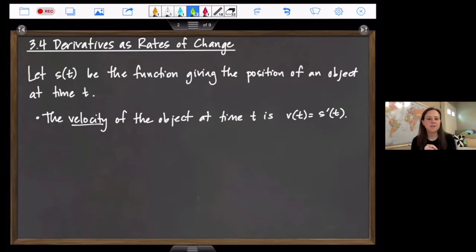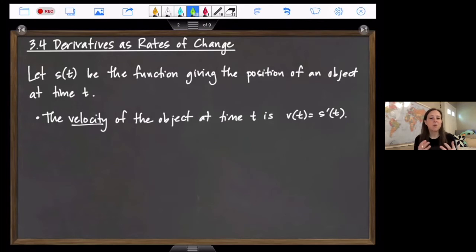Now I use the word velocity instead of speed deliberately. Up until this point, speed and velocity have kind of meant the same thing, but when you take the derivative of a position function, it gives you the velocity, which has a little bit more information baked into it than just the speed. When we say speed, we mean just the number, like the 50 miles per hour. Velocity is always going to contain some sort of directional information. And for us in this class, that's going to be either a positive 50 miles an hour or a negative 50 miles an hour.